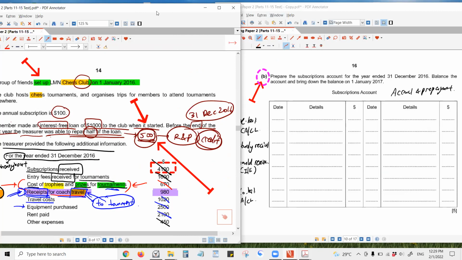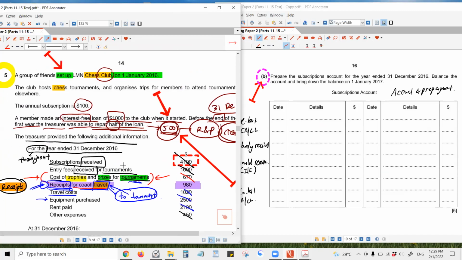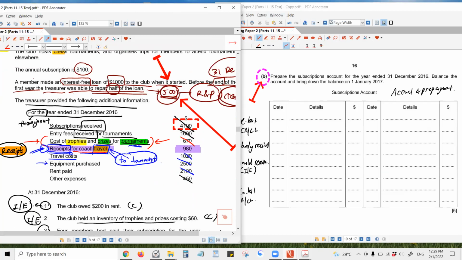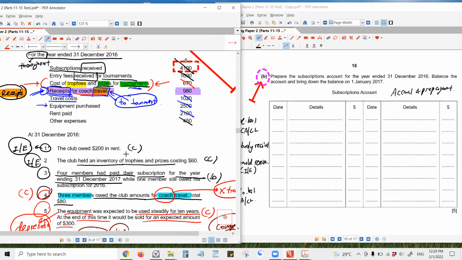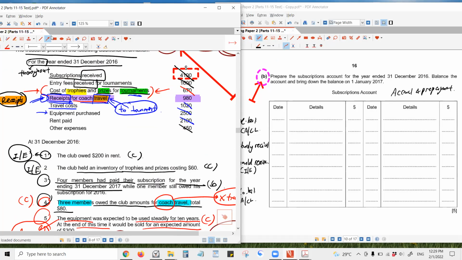Good, Crystal. I saw your answer. Now look at the question. Pick up all the information about subscription. Throughout the question, you have to focus on these few things. I highlight for you in yellow color. Subscription received 4100. That's the amount you have actually received during the year.